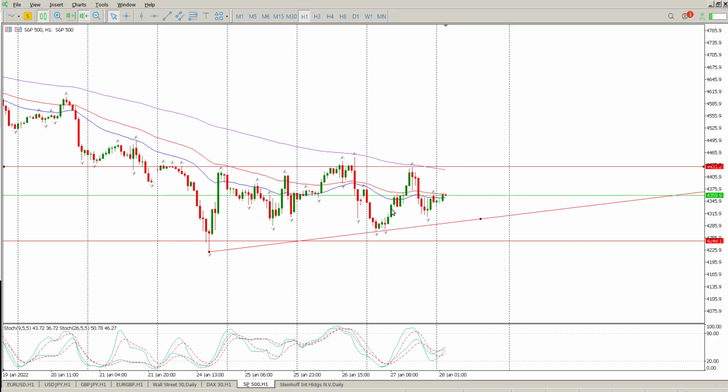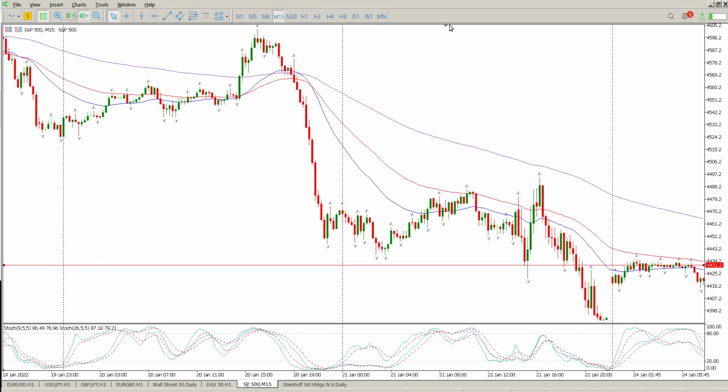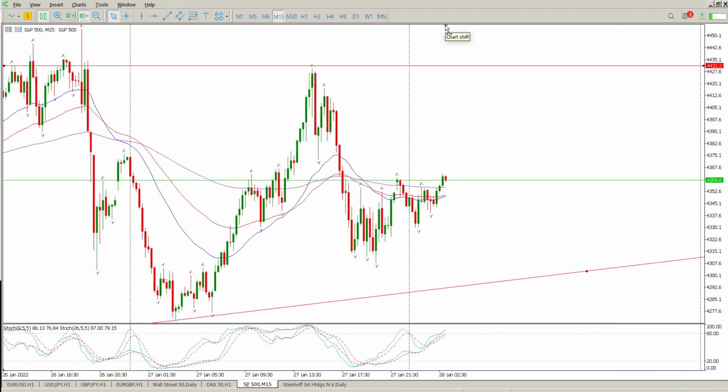Anyway, so for now, it's sit on hands. I'm not really interested in this. You could probably trade this on the 15-minute, but you can see the gap down here as well. So it's all over the place, and I don't like trading this kind of volatility above and below the moving averages like this. At the moment, we're just hovering around close to the open.